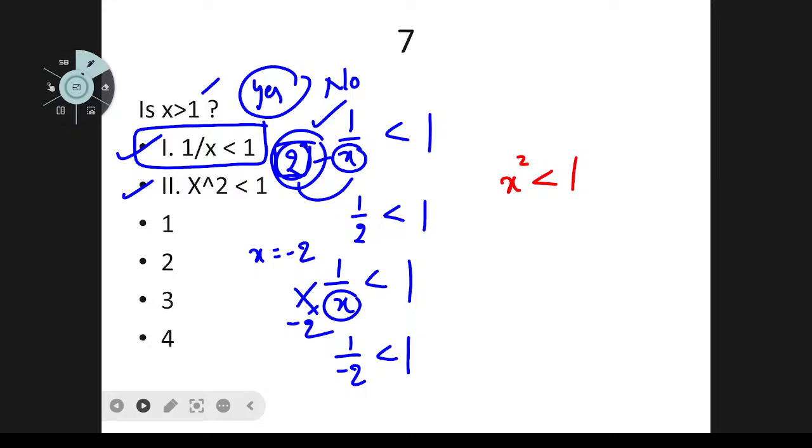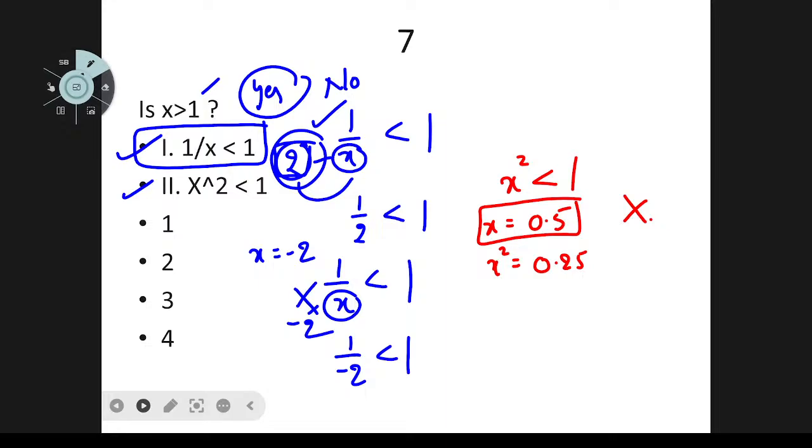Okay, now can I take the value of x as 0.5? Can I take it? Now in this case, x square will become 0.25. So is it less than 1? Yes. Now, is x greater than 1 in this case? No. x is not greater than 1.